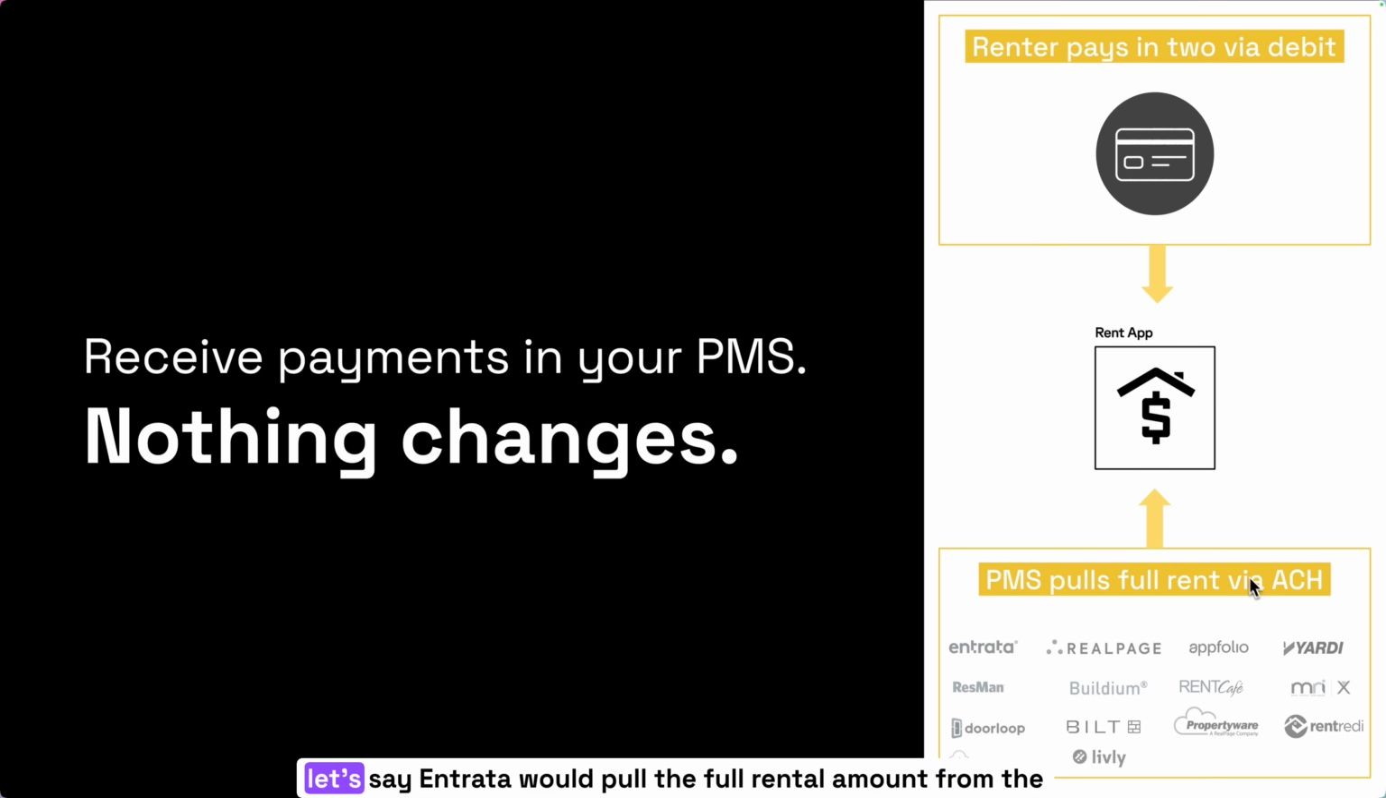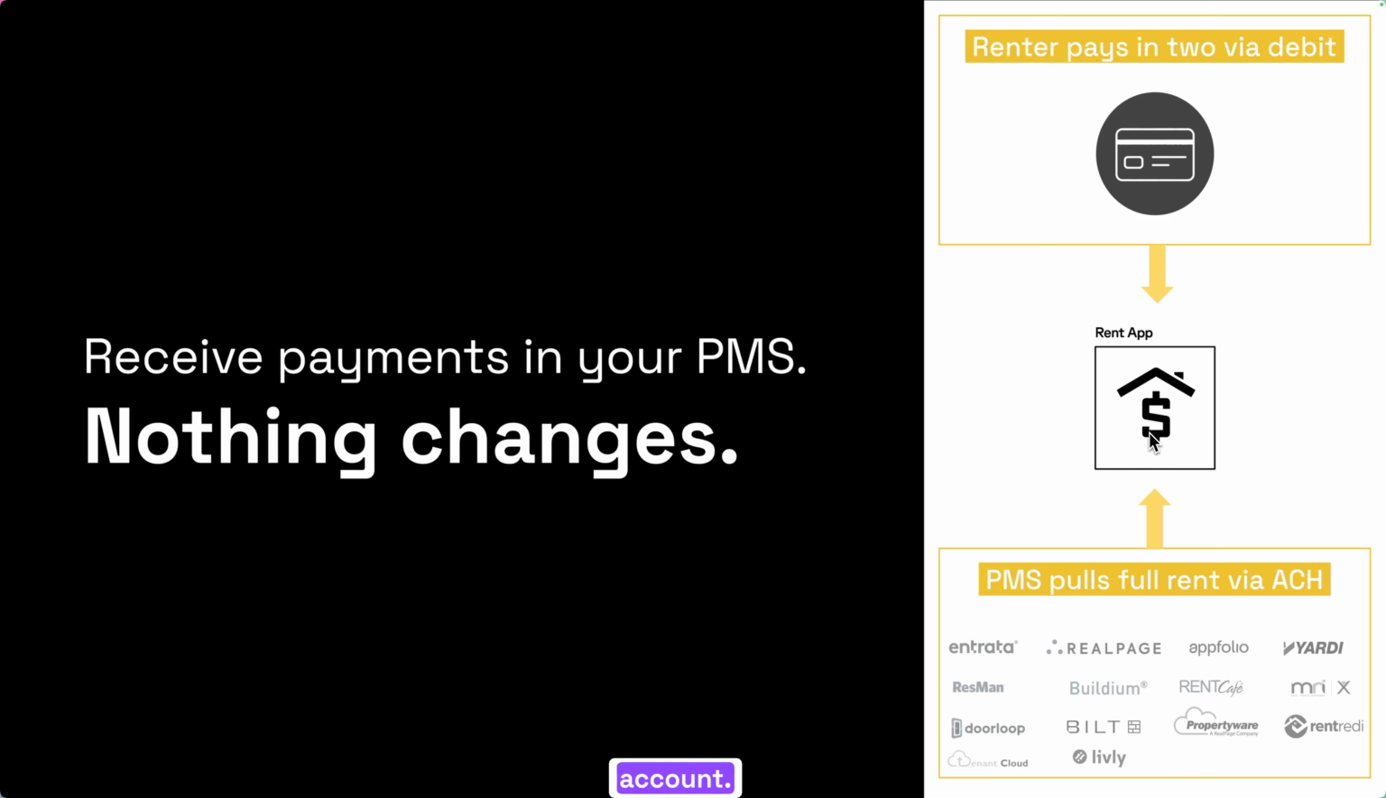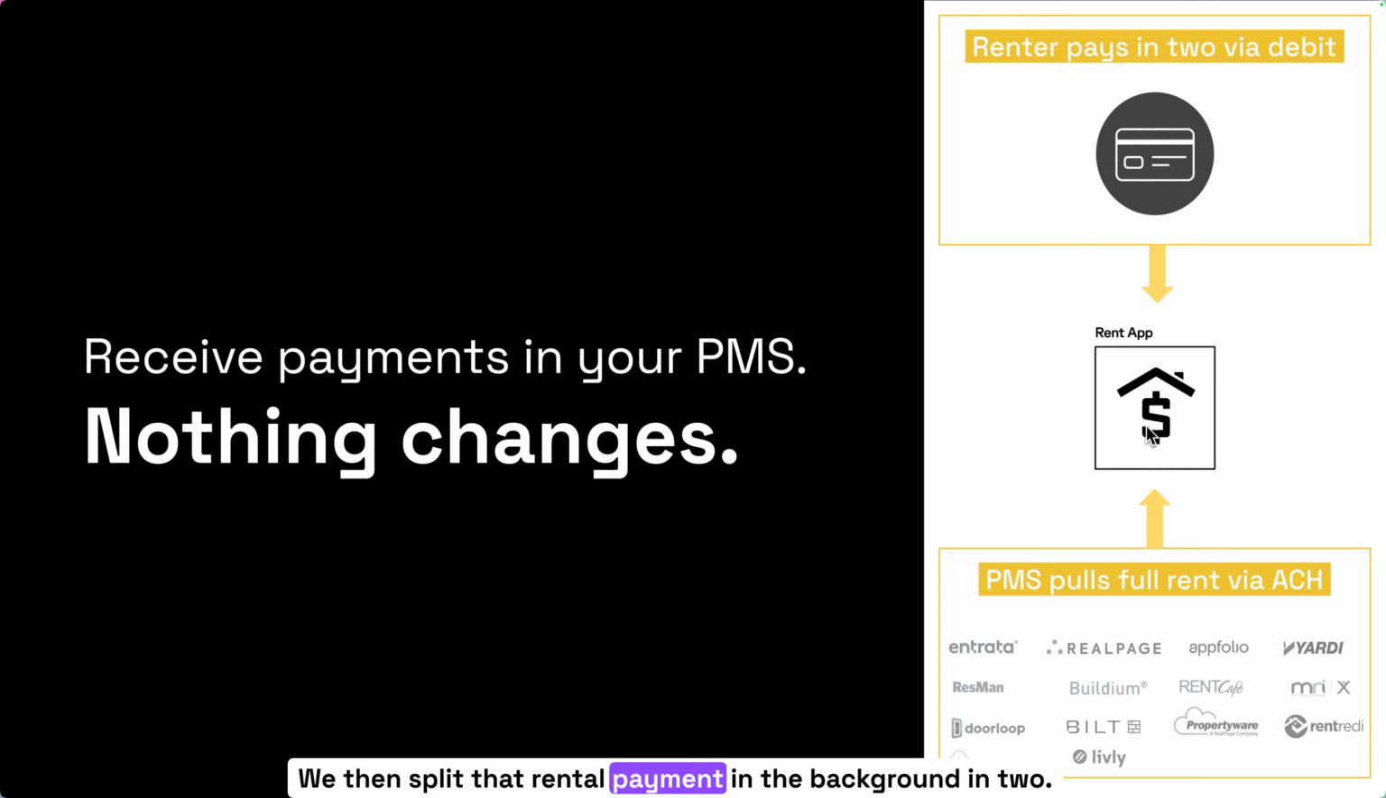The way this then works in your property management software is that on rent day itself, your property management software, let's say Entrada, would pull the full rental amount from the linked payment method of your resident. So resident had a new bank account, it's a Rent App bank account, they linked that in Entrada, and then let's say the rental balance is $1,000. Entrada would then go in and try to get $1,000 from this bank account. We then split that rental payment in the background in two. So we charge half the rent to the debit card of the renter, and then we charge another half after 2 weeks. You, the property management firm, of course, gets paid in full on rent day.